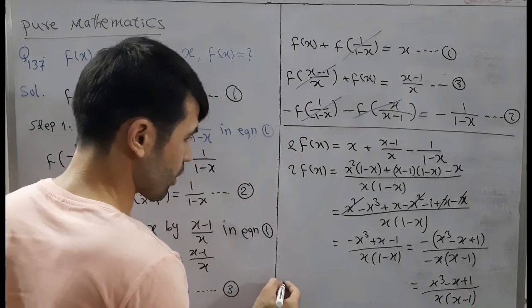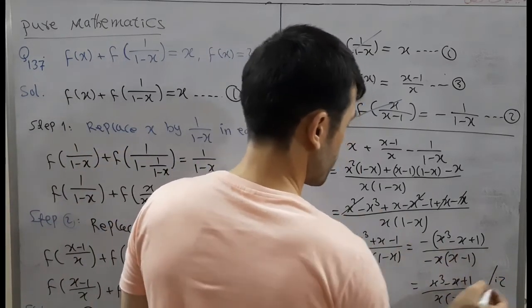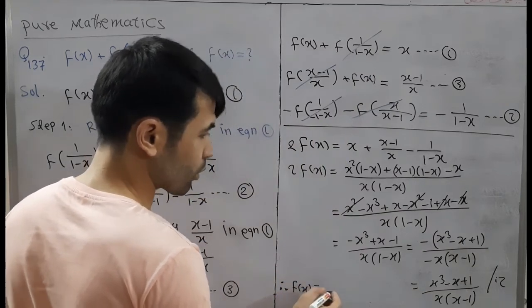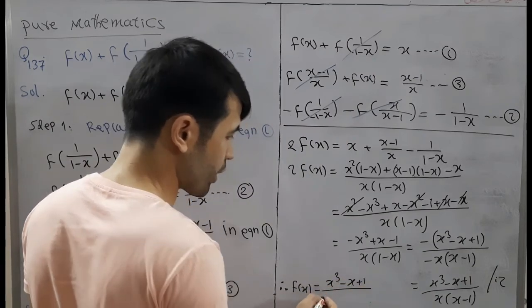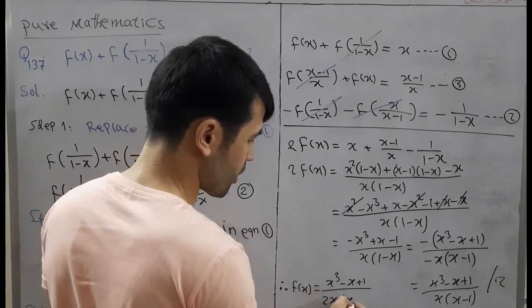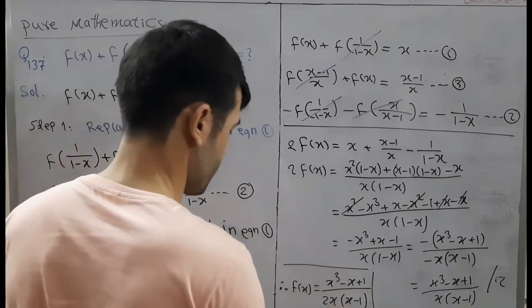Therefore, now we divide both sides by 2. Then we get f of x is equal to x cube minus x plus 1 divided by 2 multiplied by x into x minus 1. This is the answer of this question.